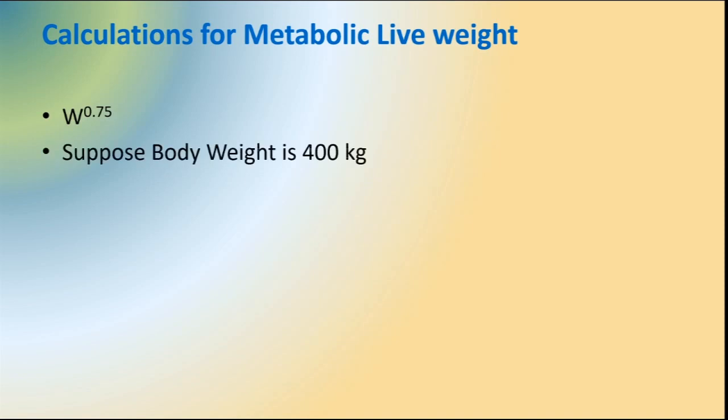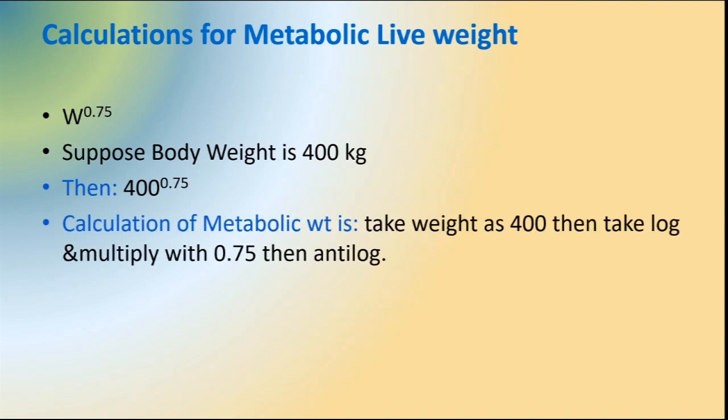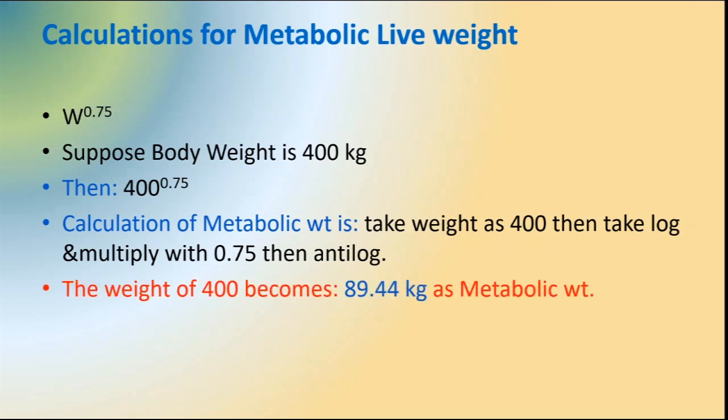So this is how we can calculate. This is W raised to the power 0.75, where W is the body weight of the animal. Here we suppose that the body weight of the animal is 400 kg. So this is 400^0.75. Take this weight as 400, put it in the calculator, and then take the log of this value. Then multiply the answer with 0.75, and then take the anti-log. In this way, we can get the metabolic weight of an individual.